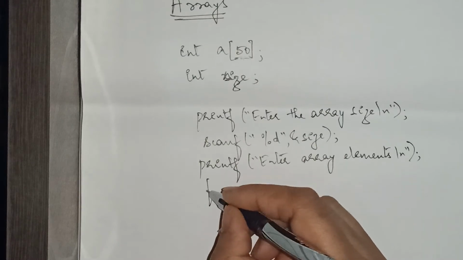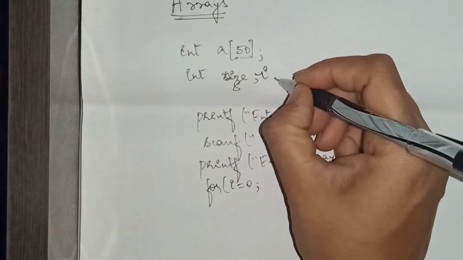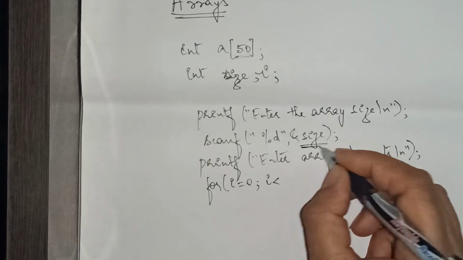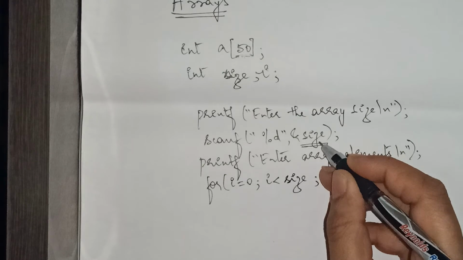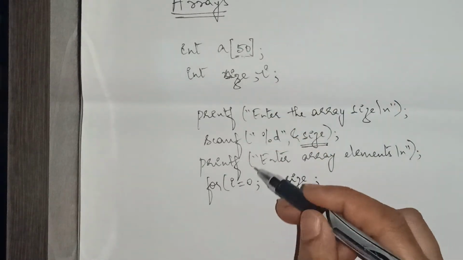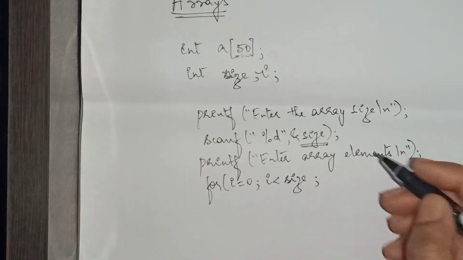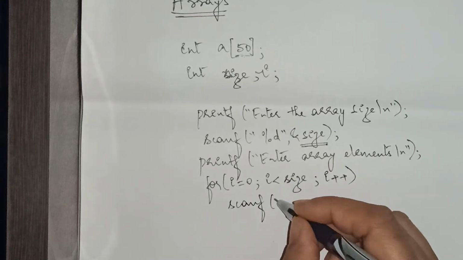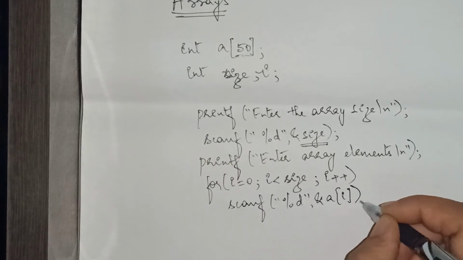Now for i equal to 0, obviously i should be declared here. i equal to 0, i less than what? This is the new size of the array. So you're going to store how many elements? Only size elements. It's not that 50 only. Whatever size you fix here, it doesn't mean that you have to read all of them. It will definitely vary. So i less than size, i plus plus, scanf, %d, ampersand, a of i.